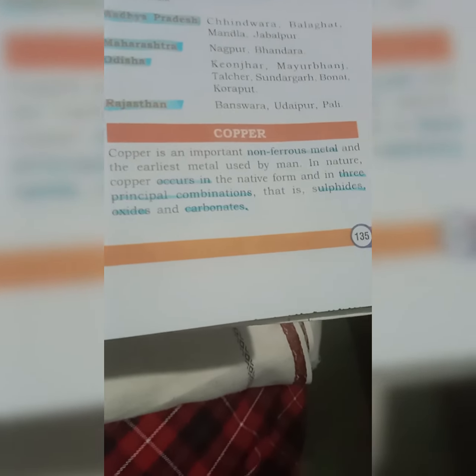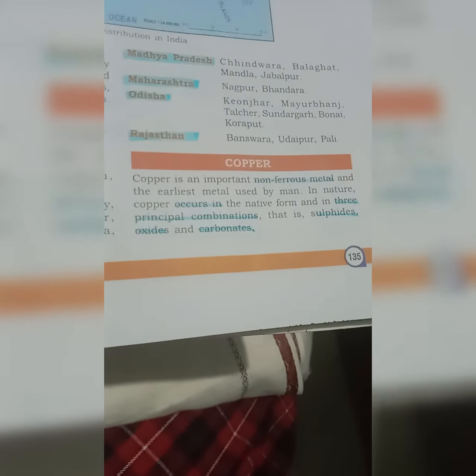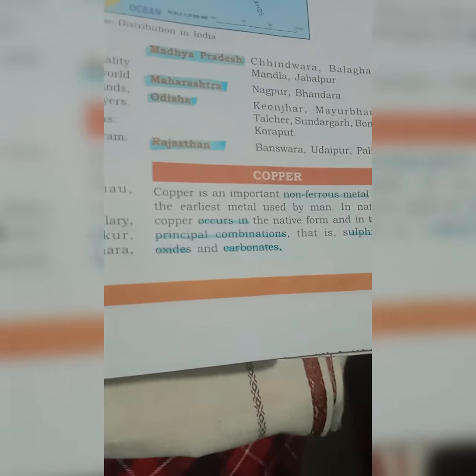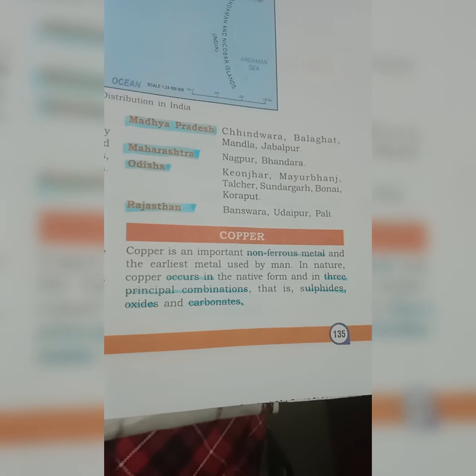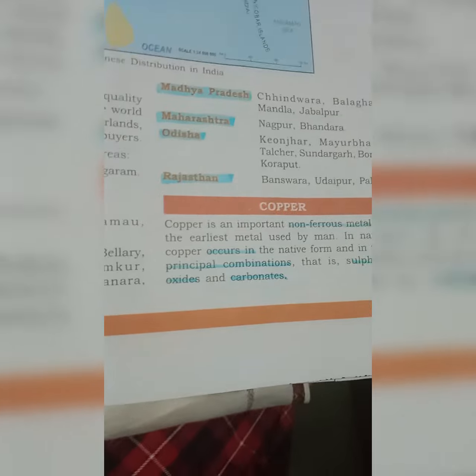So copper, as we studied in the first part on classification, copper is an important non-ferrous metal. We got to know that it is a non-ferrous metal, but it comes under metallic elements, minerals. It occurs in native form and in three principal combinations. So copper comes in the form of sulfides, oxides, and carbonates.